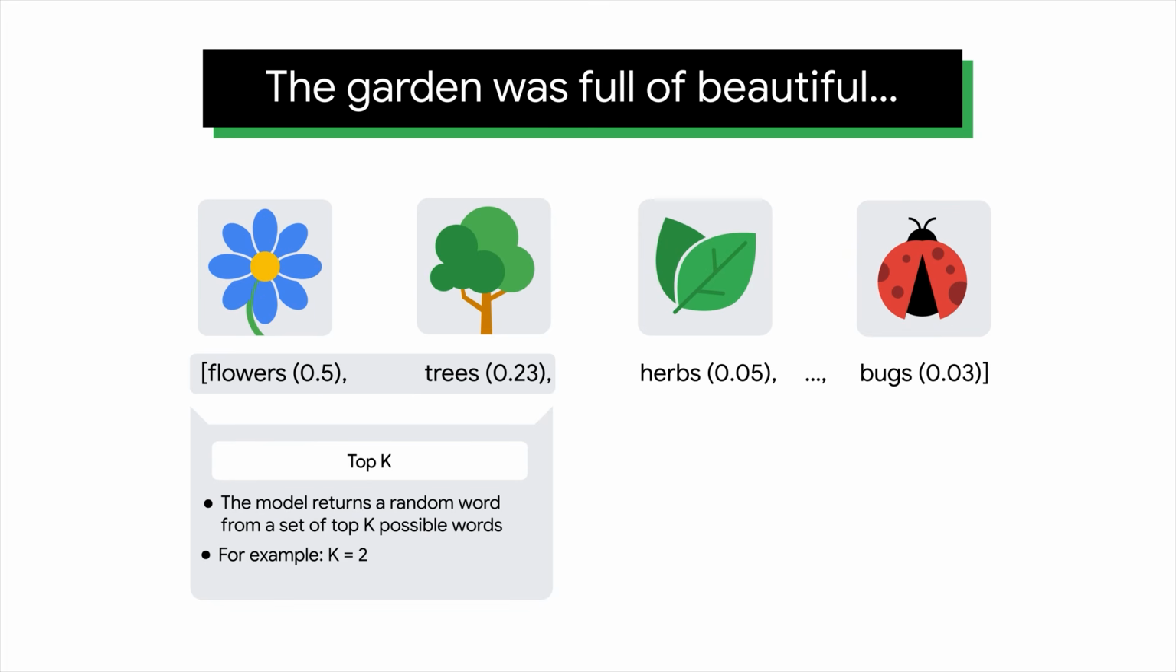However, if the probability distribution of the words is highly skewed and you have one word that is very likely and everything else is very unlikely, this approach can result in some strange responses.